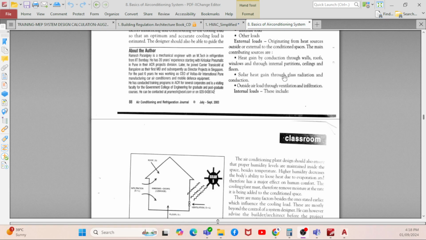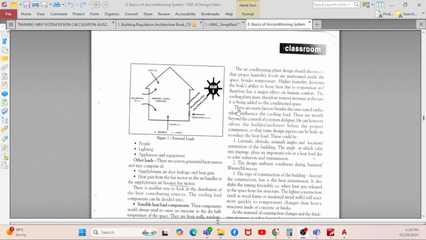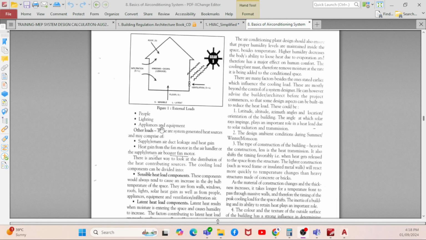Then there is solar heat gain. There is outside air. When outside air comes into the space, then again you have heat, right? Then you have internal heats, such as people, lighting, appliances. Then there are other loads such as leakages. Then you have motor power or different types of equipment producing heat.